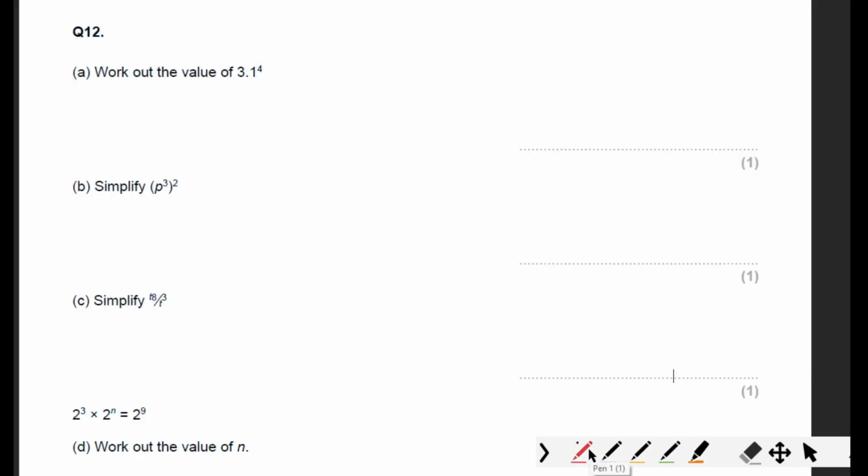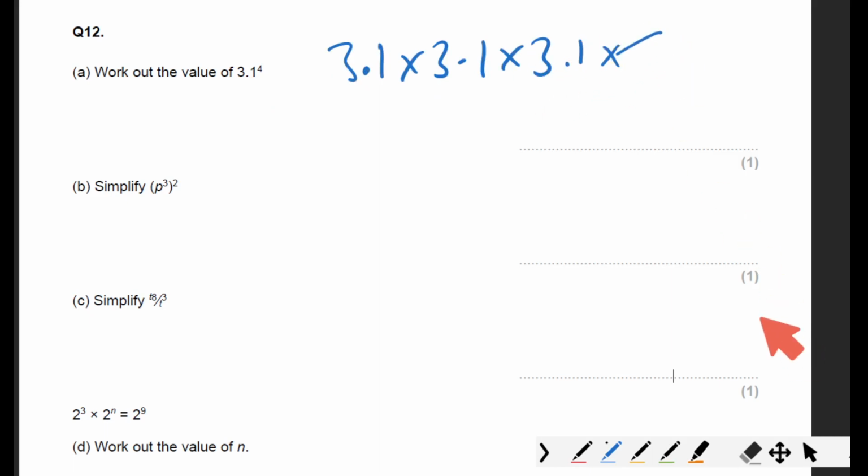This is definitely question 12A, a calculator question. 3.1 to the power of 4 means this: 3.1 times 3.1, and so on, but we should have 4 of these. I've worked it out on the calculator already.